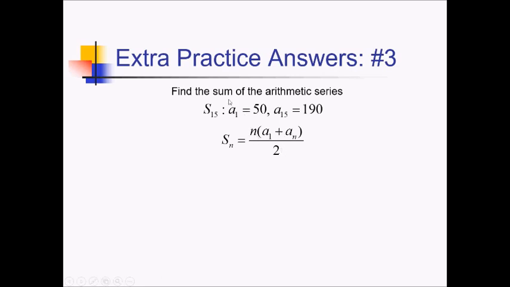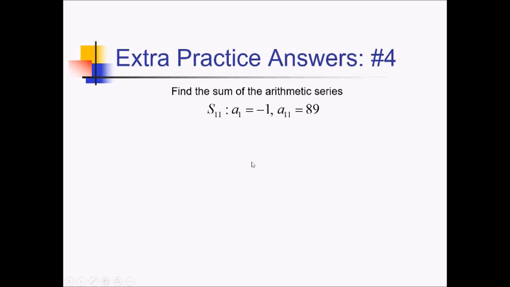So n in this case is 15. There's 15 terms. We're doing 50 plus 190 in there. And 50 and 190, if you add those, that's going to be 240. Divided by 2 is 120. Times 15, well, that's like 15 times 12 with another 0 after it. So that would be 1,800.